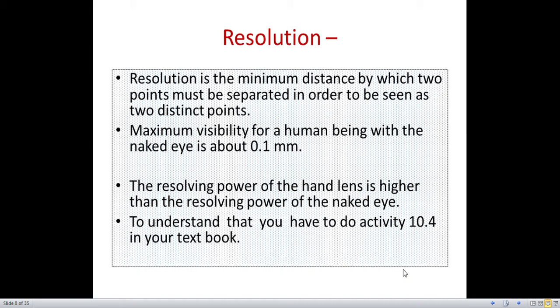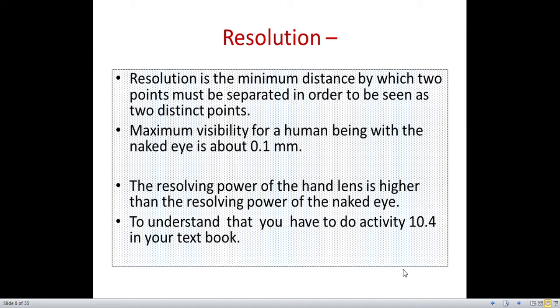Mark two dots with a distance of about 0.5 millimeters. You can use the ruler to mark the two dots. Observe the distance between the two dots and their magnification by using a hand lens. One hand lens. Now use two hand lenses to observe the distance between the two dots and their magnification.